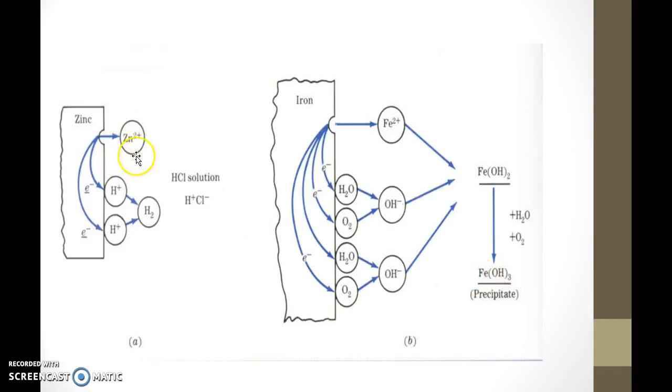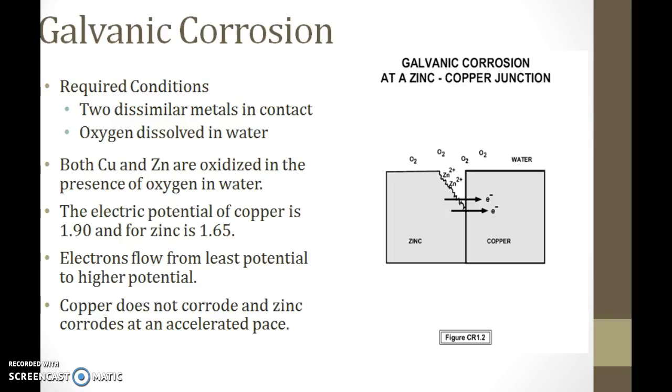Next, for example, zinc in HCl solution, a similar type of corrosion takes place. Now you can see what the types of corrosion are. There are many types of corrosion. Let us take a simple example called galvanic corrosion. This is also called differential metal corrosion.